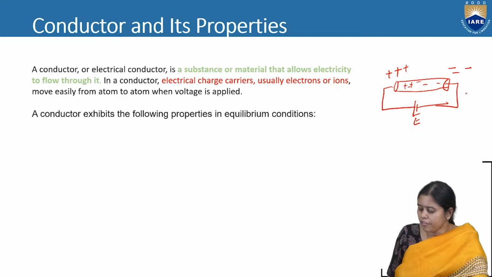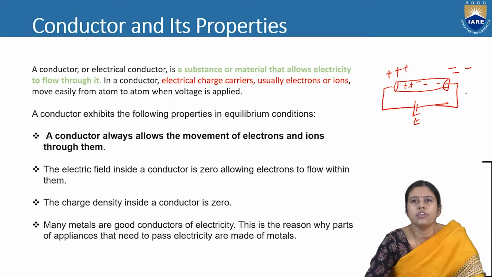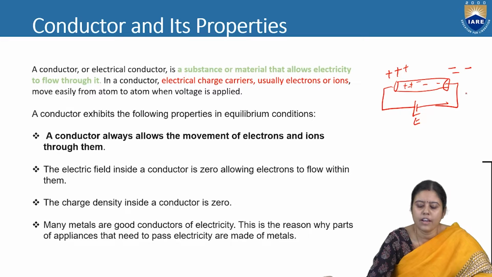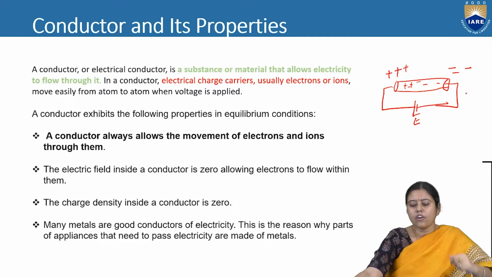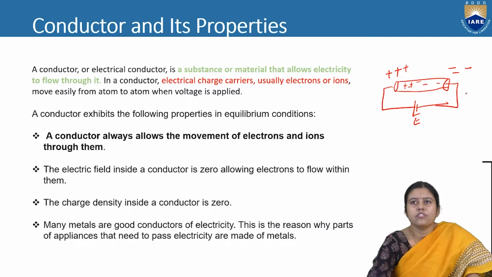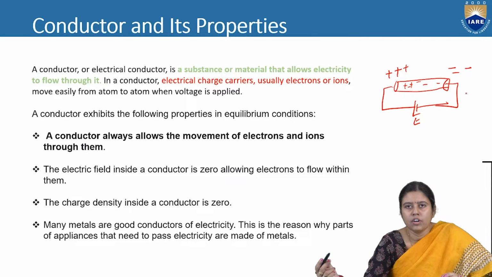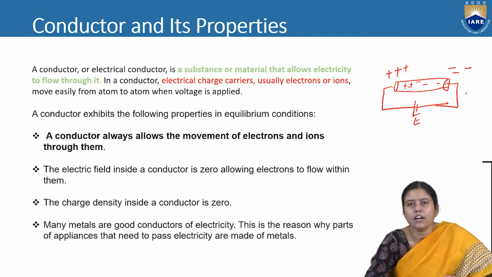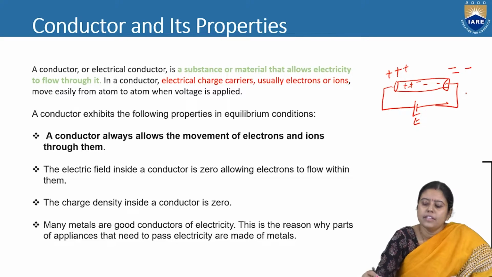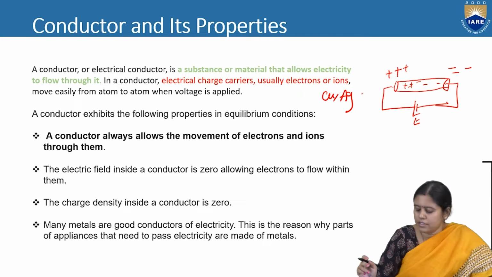So what are the properties of a conductor? A conductor always allows the movement of electrons and ions through it. The electric field inside a conductor is zero, allowing electrons to flow within. The general tendency of the electric field is to stay on the surface of the conductor. The charge density inside a conductor is zero. Many metals are good conductors of electricity, and this is the reason why many applications need to be made of metal. Generally, we use copper, silver, and this type of metal as the conductor.